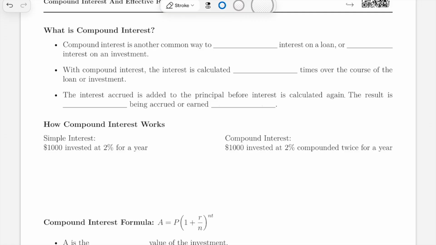Well, simple interest is calculated just one time. It's one formula. It's a very simple formula. It's that I equals PRT formula. But today we're going to be talking about what happens when we calculate a little bit more.